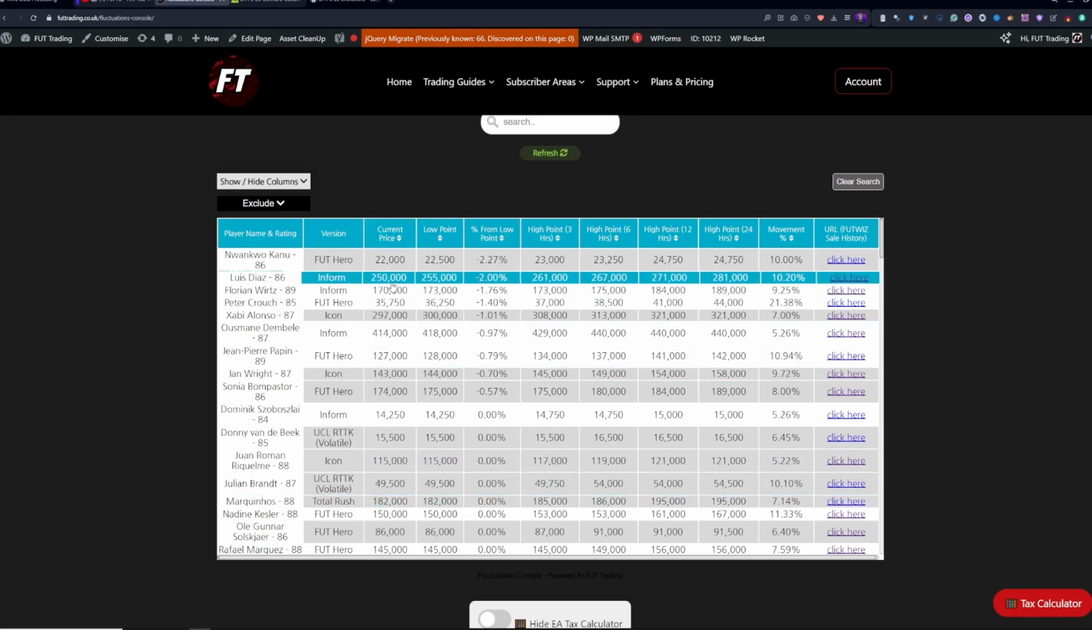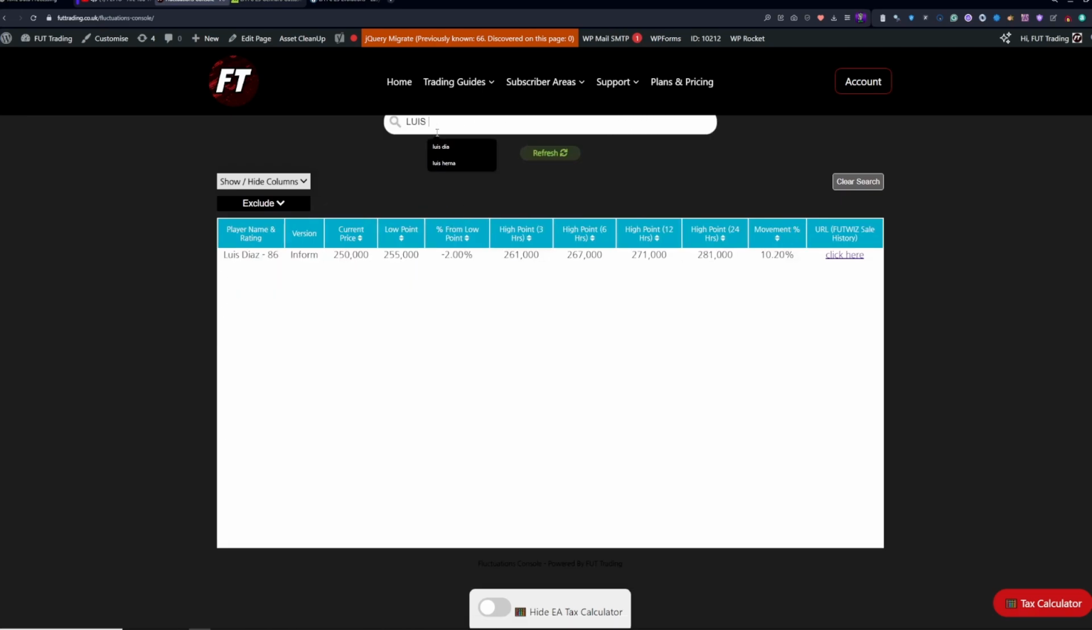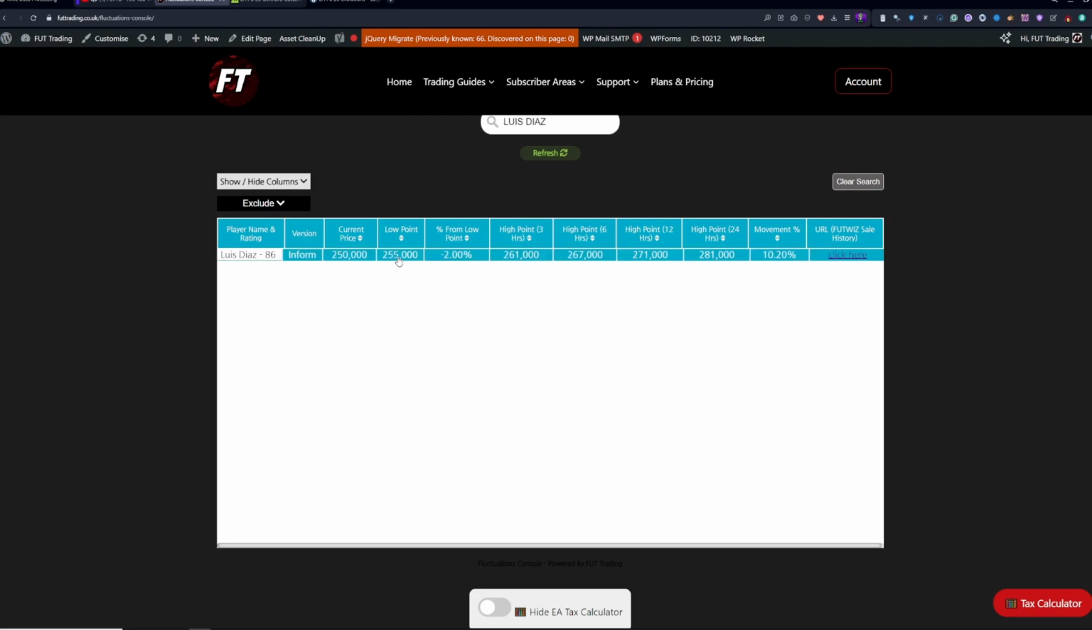And every update you can see the new cards will go to the top, alright? So if we look at this Luis Diaz example, I'll make it simpler by taking away the other cards. Now you can see with this card, the low point of the card is 255. The high point in 6 hours to 12 hours is 267 to 271. As I said, due to the day of the week, it's a quick flipping day mostly. It's quite a quiet day as well, but it's a quick flipping day. So the high point, the sell price you'd be aiming for is between 267 and 271, okay?